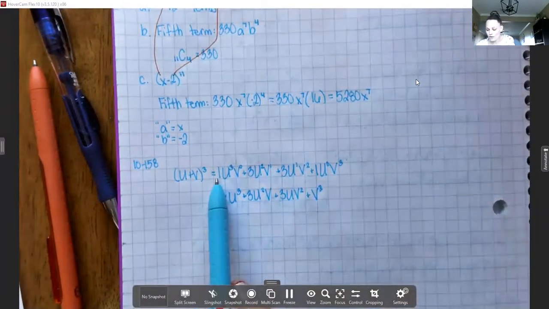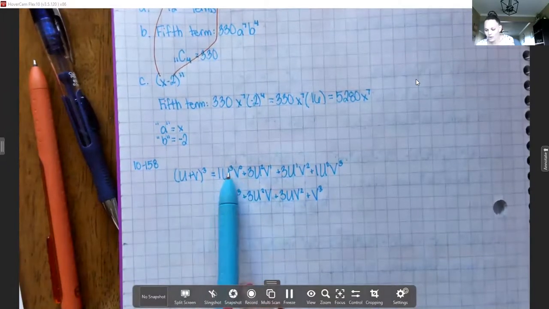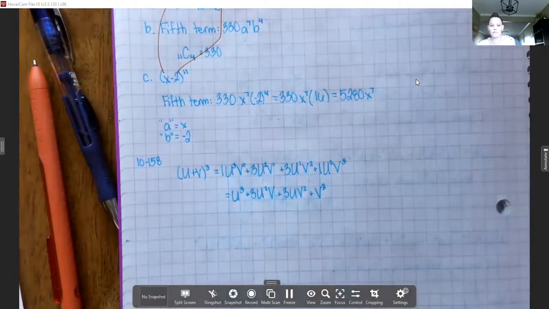So again, we got the coefficients from our triangle, and then our exponents, the first one, we start at whatever this number is and we count down, and then we start at 0 and count up for the other one.